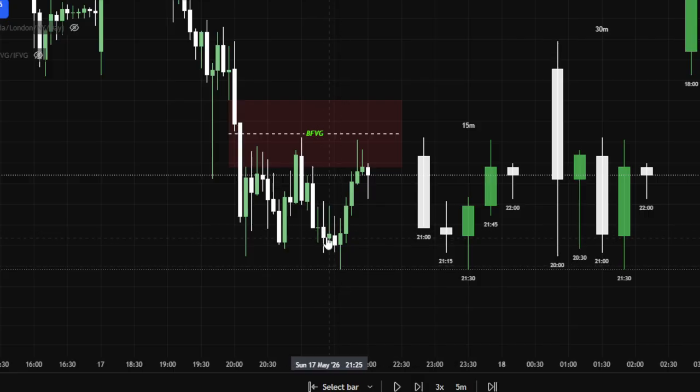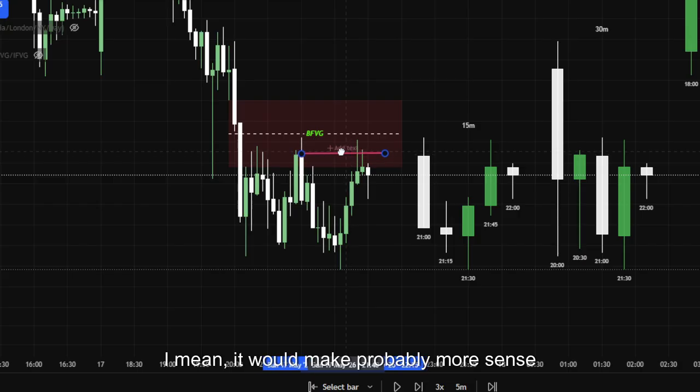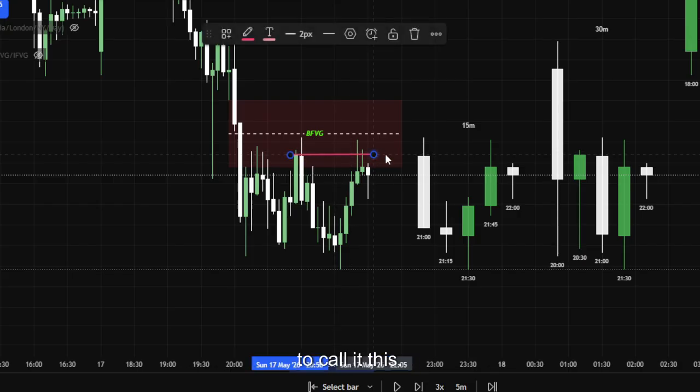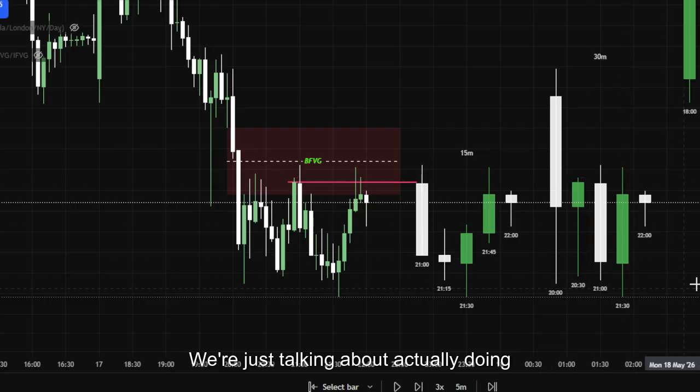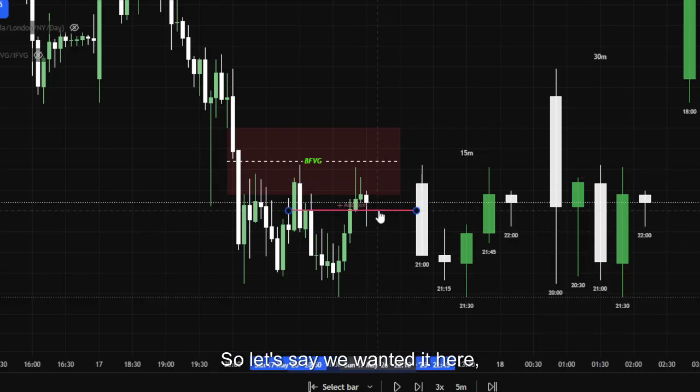Well, it's a little bit choppy. Somebody might say here, like just call it this. It would probably make more sense to call it this. Actually, none of this makes sense at all, because again, you would really want to wait for this to get inverted completely. But we're not talking about that. We're just talking about actually doing this as a pattern trade setup. So let's say we wanted it here.